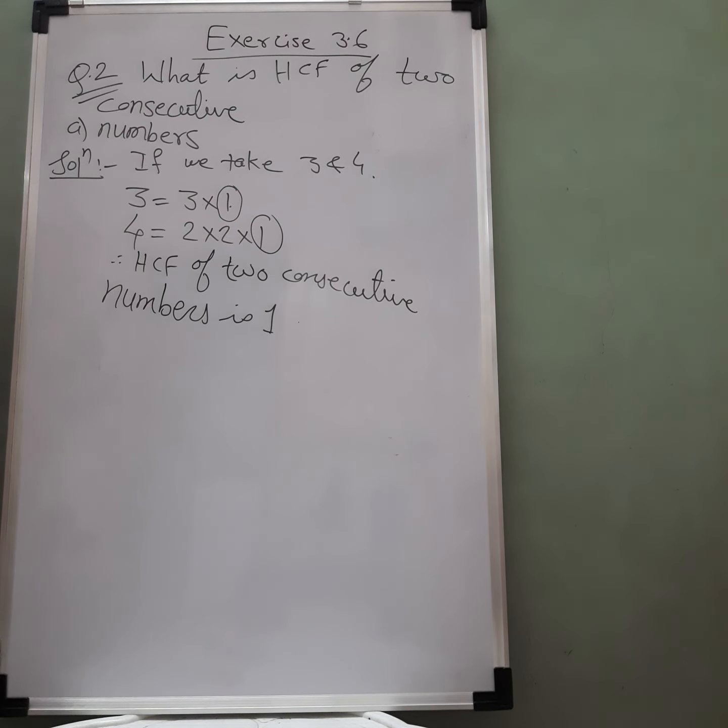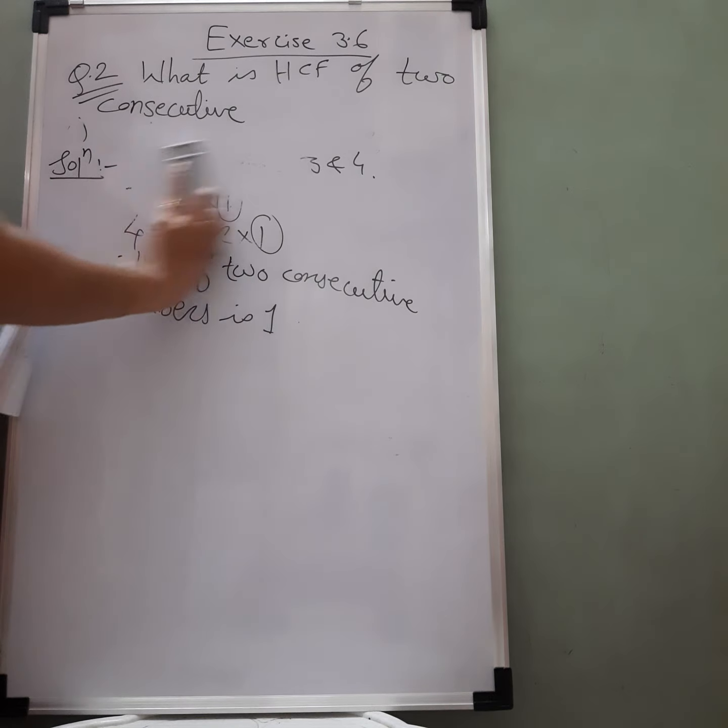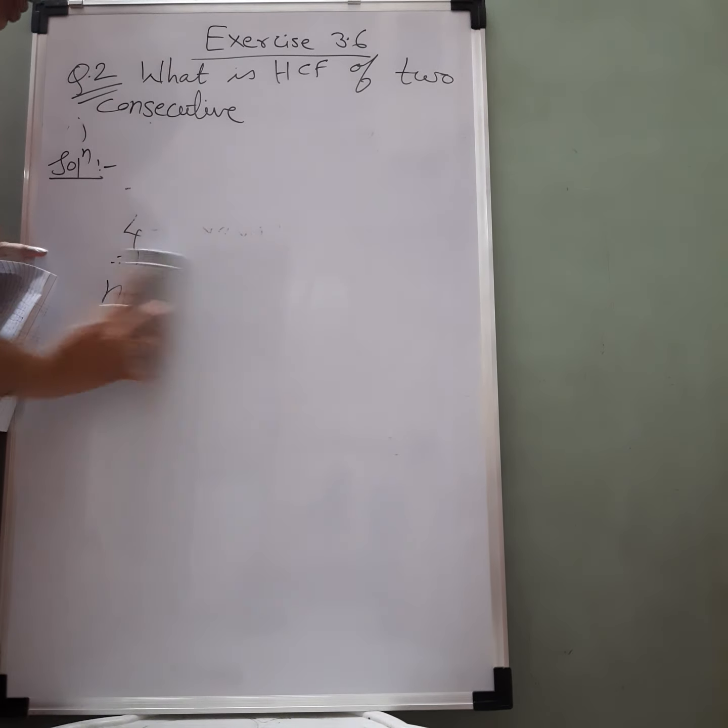Now again the next, if I say what are the consecutive even numbers? Consecutive even numbers: 2. After 2, which is the next even number? That is 4. After 4, which is the next even number? That is 6. So 2, 4, 6, 8, 10, like that. These numbers are called consecutive even numbers. So here the second part, B, is the consecutive even numbers.